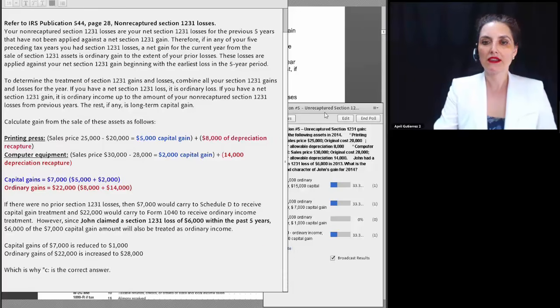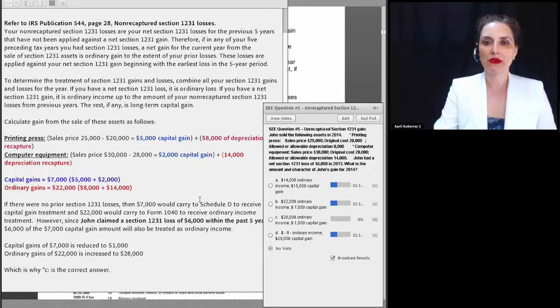So let's take this question and break it down into its component parts. We can see that he had a printing press with a sales price of $25,000 and a cost of $20,000. If we take 20 from 25, that means we have a $5,000 capital gain. But we also have $8,000 of depreciation, and when we're finished talking about today's class, we're going to learn that that depreciation gets recaptured as ordinary income.